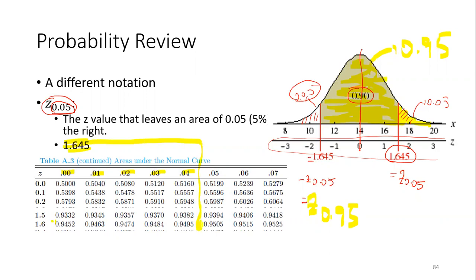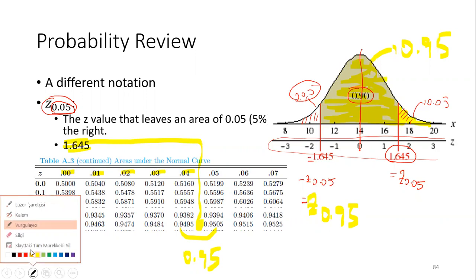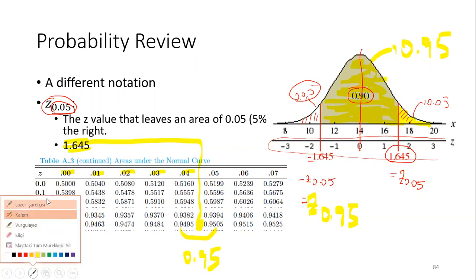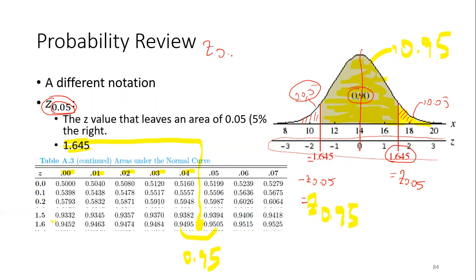Okay, so here, and that's equal to what? That's equal to the average of this, which is 0.95. And the other very famous numbers are z sub 0.01 and z sub 0.10. The z value that leaves an area of 0.01 to the right, and the z value that leaves an area of 0.10, 10% to the right, okay?